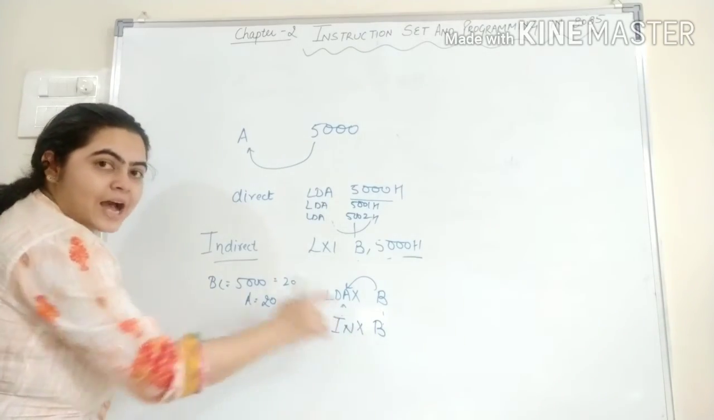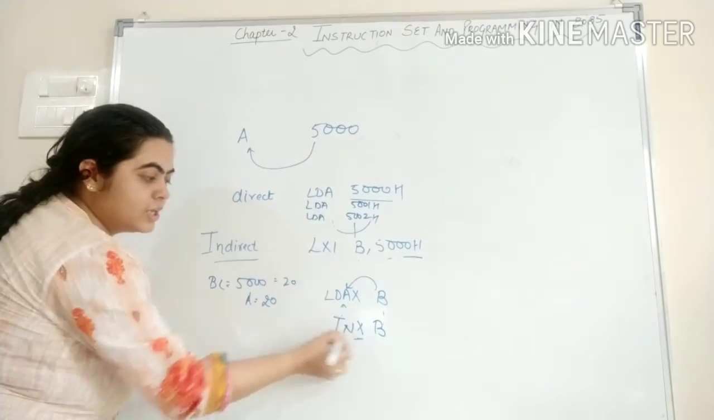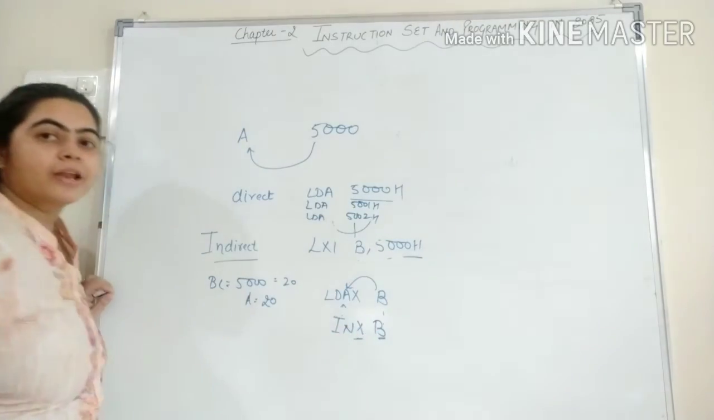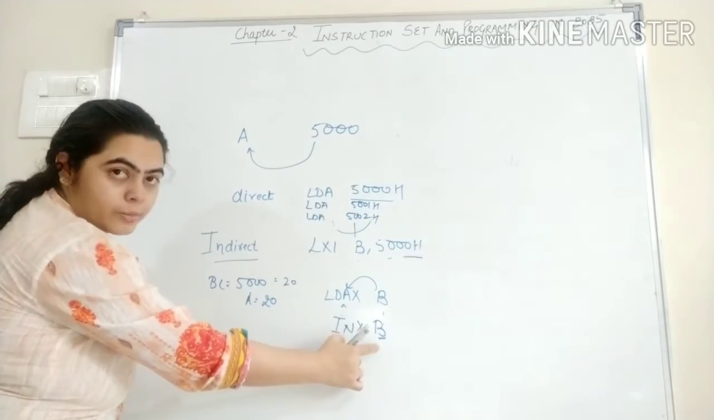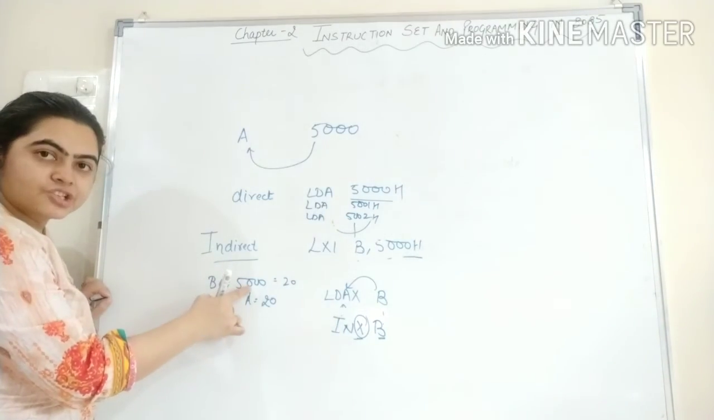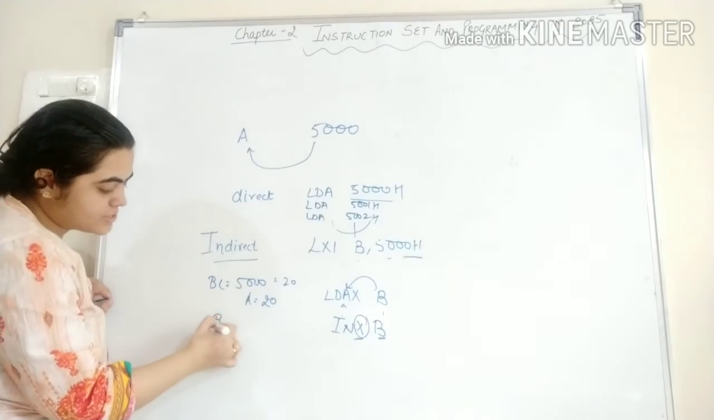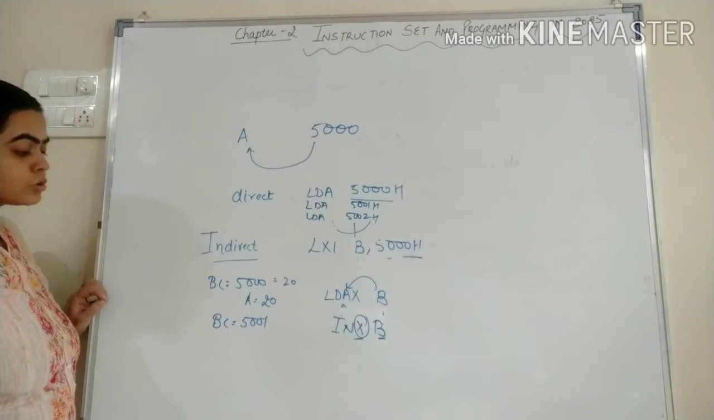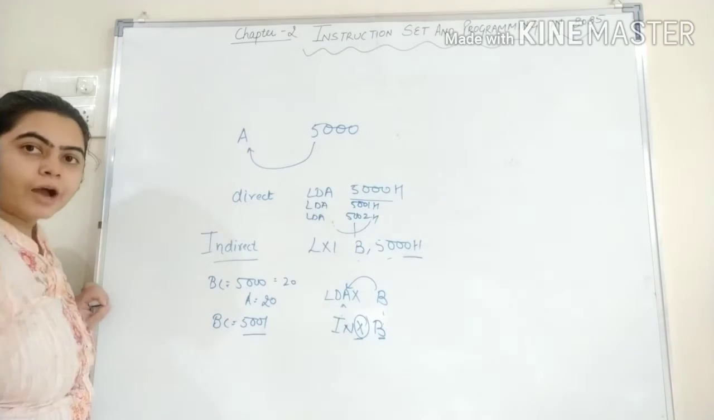After this, that is INX B. That means we increment the value of the BC pair. Why are we talking about a pair? Because X is written in the instruction. So initially BC was 5000. Now BC is equal to 5001.